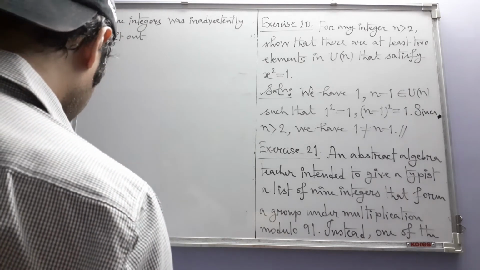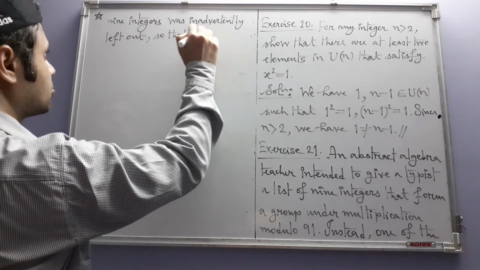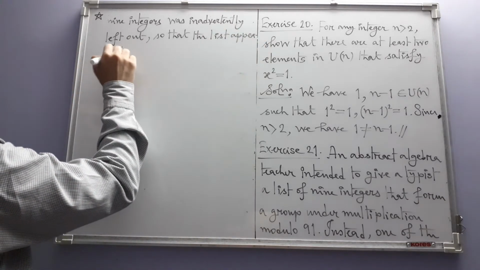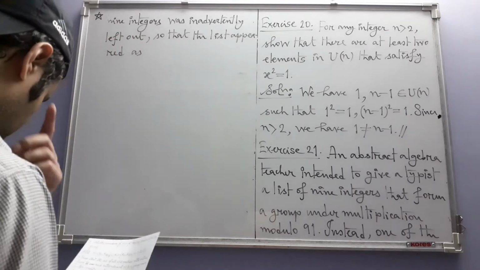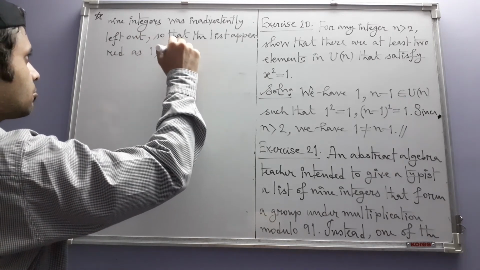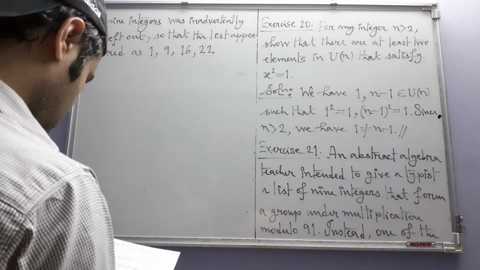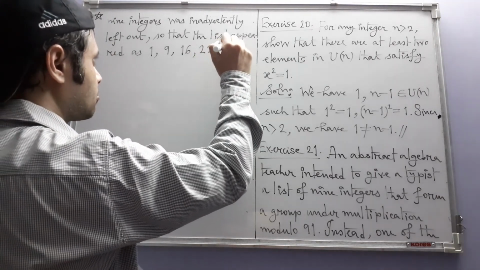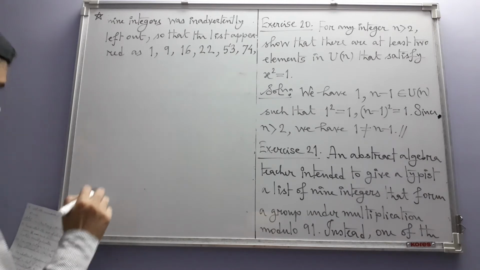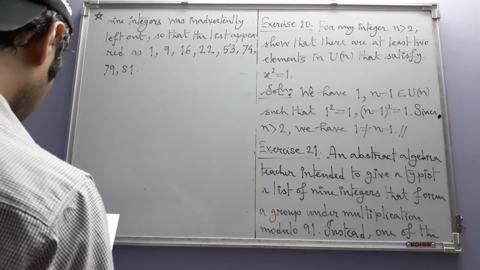So that the list appeared as this. 1, 9, 16, 22, 53, 74, 79 and 81. Which integer was left out?